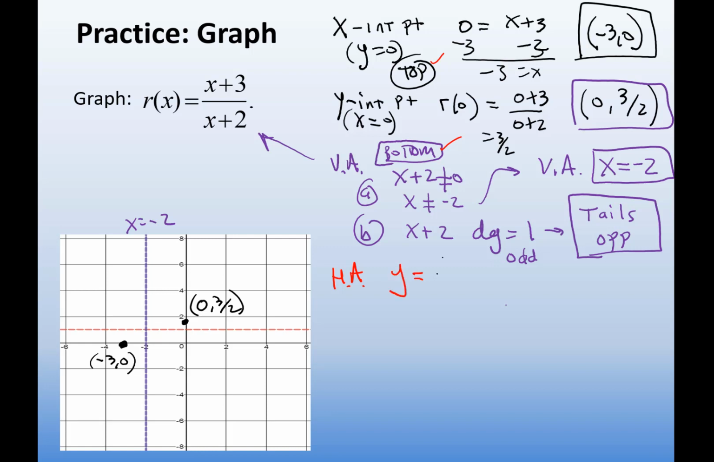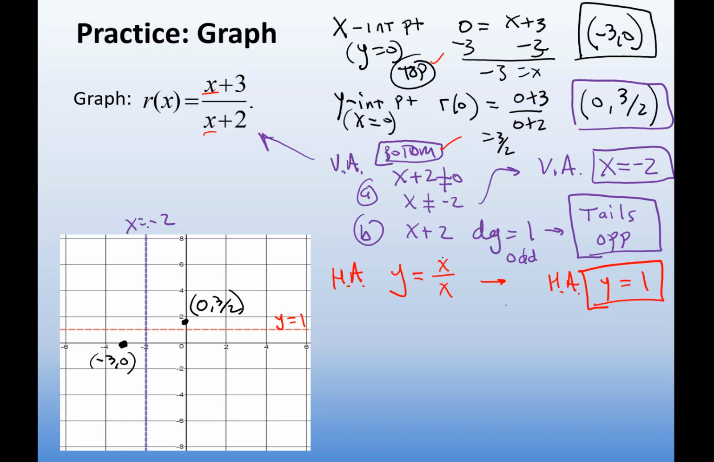So y is going to come from x over x. Those are our leading terms. So the horizontal asymptote is going to have an equation, y equals 1, because x over x comes down to 1. Okay, so I'm going to write, there's the horizontal asymptote, and I already wrote down the vertical asymptote. A couple more advanced things.